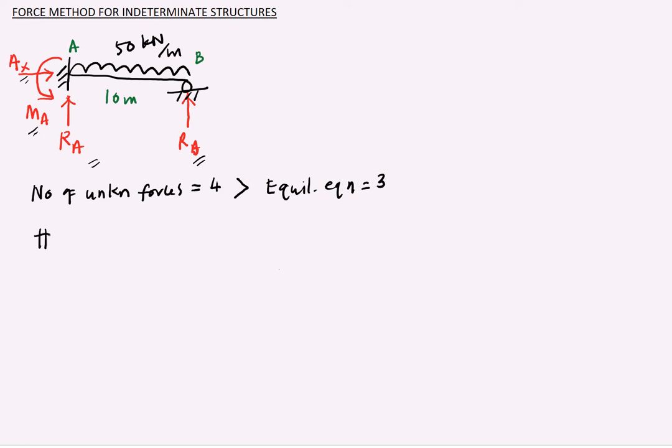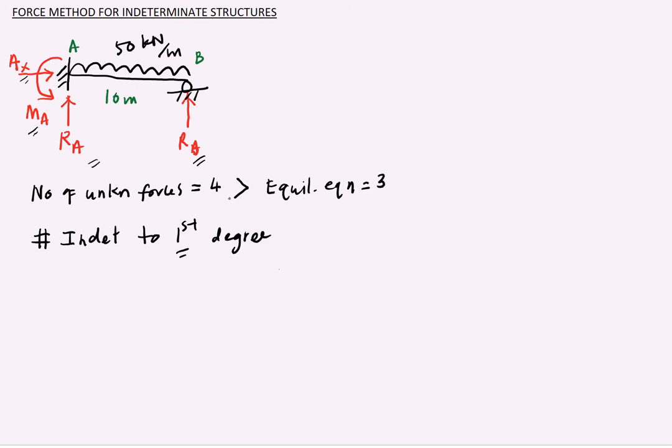Hence, this problem or structure is indeterminate to the first degree. So first degree means 4 minus 3 equals 1. So it's indeterminate to the first degree.